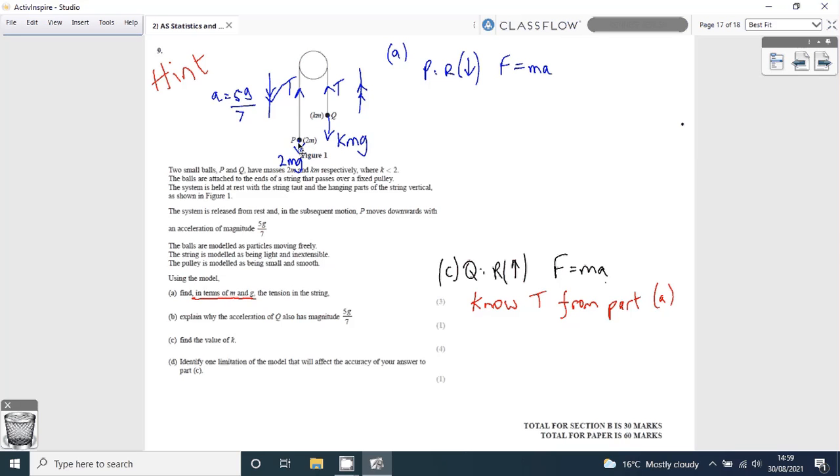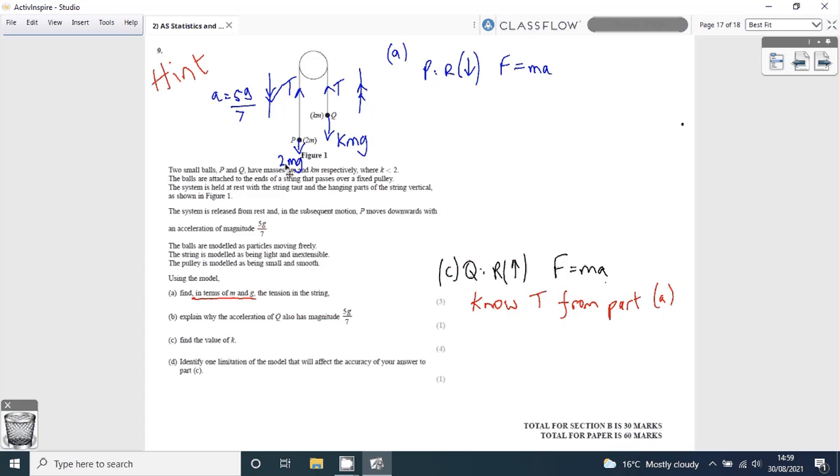However, when we resolve from the point of view of P, our only unknown is going to be T. I mean, we don't know M, but our final answer is going to be in terms of M anyway. Okay, so we're resolving from the point of view of P, resolve in the direction of motion, which is downwards, and then your key point is F equals ma. That's your starting point. So what is your net force going downwards?